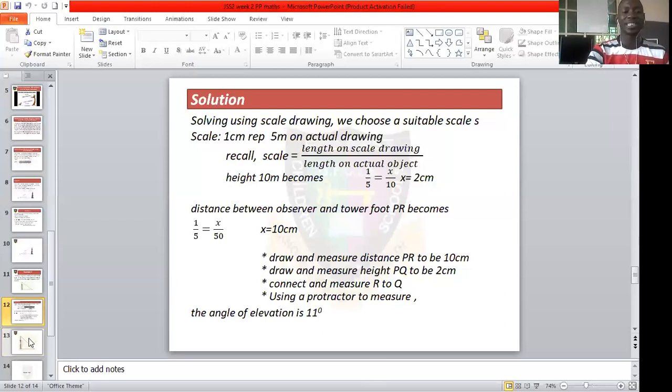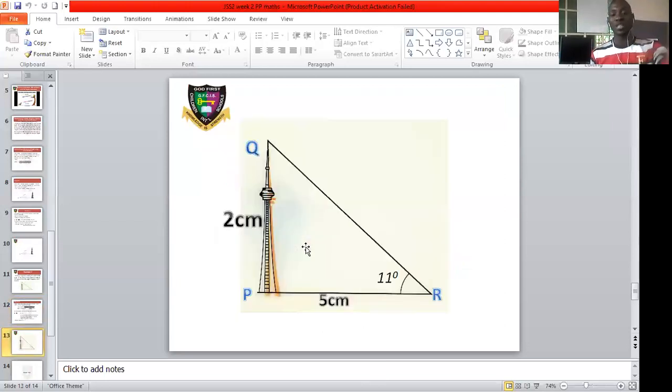I show you the solution in the diagram. So this is it. PQ is 2 centimeters and PR is 10 centimeters. Draw a line from R to Q to connect it. Place your protractor at point R here. If you measure it, you get the angle that is made with the top of the tower. The angle that PR makes with RQ is 11 degrees. So this is how to use scale drawing to calculate the distance and height in the angle of elevation and depression.